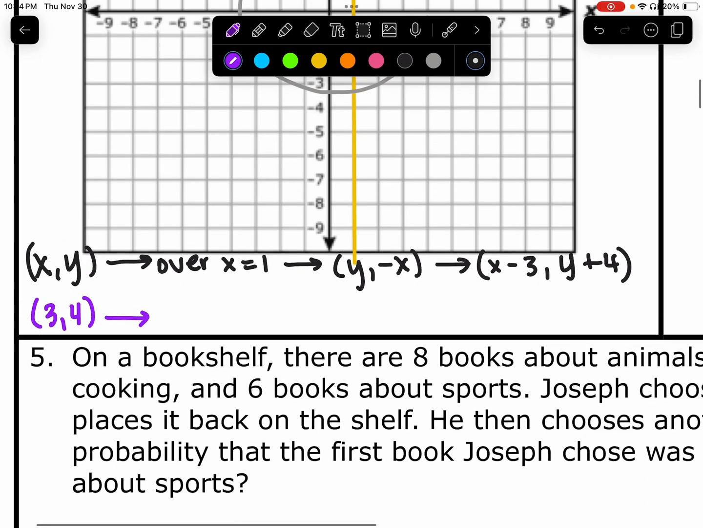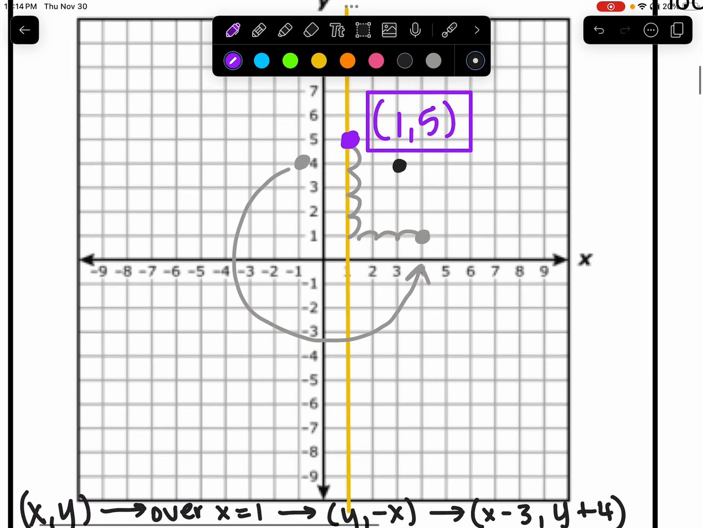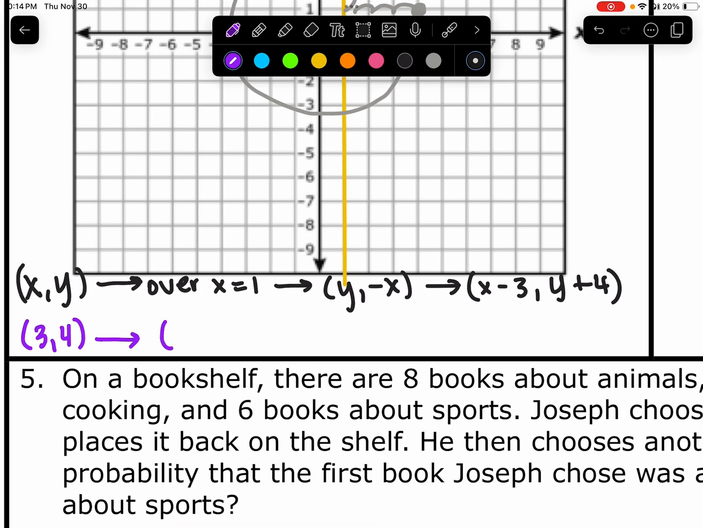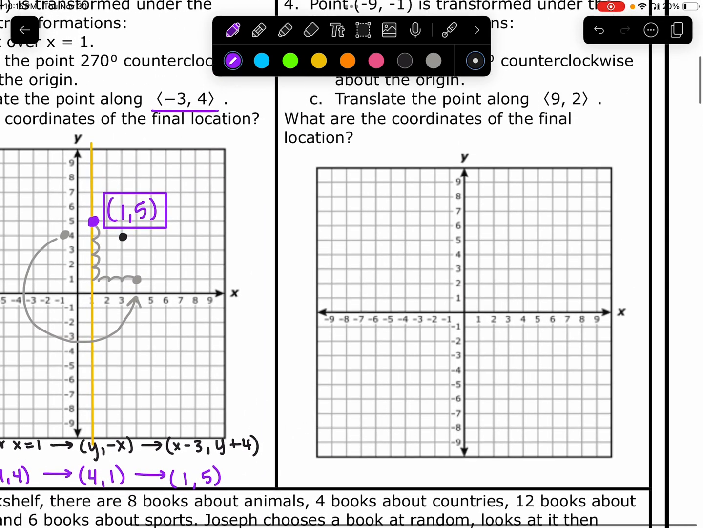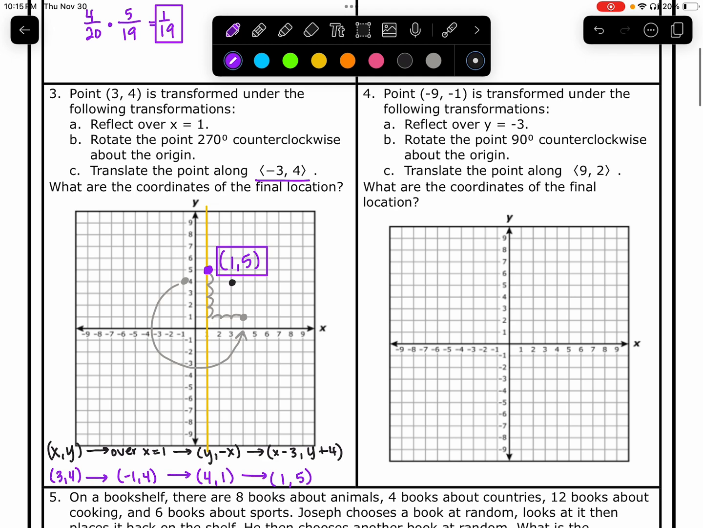When we reflect this over the line x equals 1, it ends up here at -1, 4. After that, they switch places, and the 1 is going to change signs. After that, we're going to take 3 away from 4 and add 4 to 1. And we still end up with 1, 5. Go ahead and try number 4 on your own.